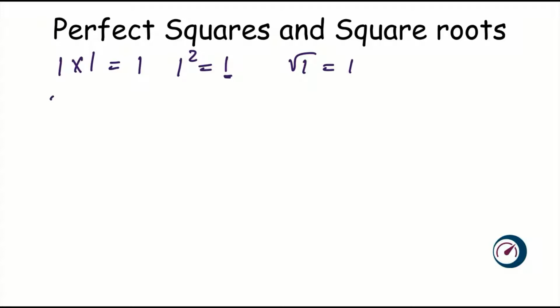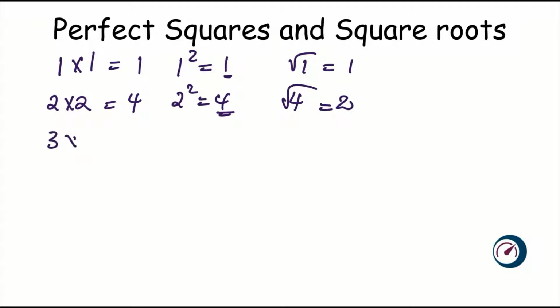Suppose I had 2 times 2. So 2 times 2 gives me 4, hence 4 is equal to 2 square. So I can say 4 is a perfect square because it can be written as 2 square, and the square root of 4 is equal to 2.